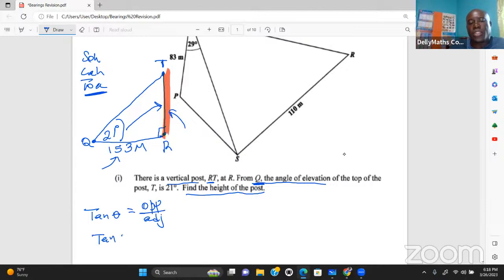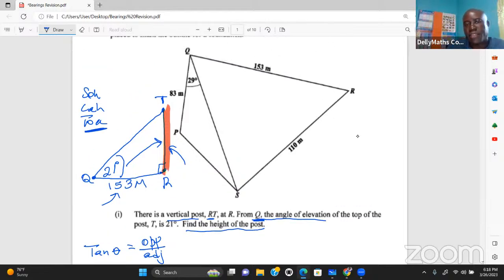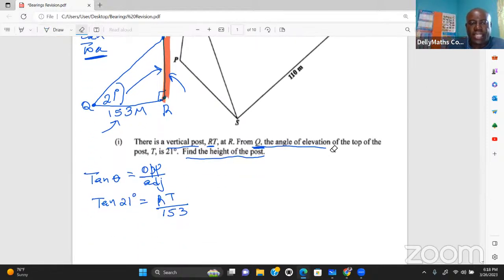So we could push this forward. Tangent of the angle, which is 21 degrees, is equal to the opposite side, which is RT, the height of the post, over 153. We want to make sure that we have the measurement, and this is the 153 that we have right there. Now, all we're going to do is take our calculators out and work out the math. In order to find RT, if I multiply both sides by 153, then RT will be left alone on the right side.